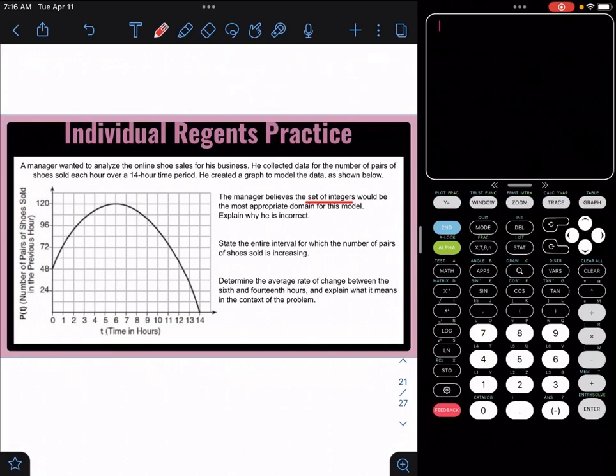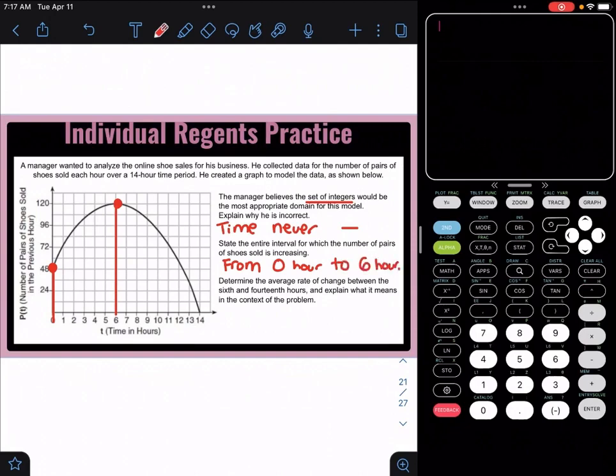Why is he incorrect? Integers means negative and positive numbers. Now let's think about it. Can time ever be negative? No. Time is never negative. All right. Then it says, state the entire interval for which the number of pairs of shoes is increasing. Well, we're increasing from right here up until right here. So we start increasing at hour 0, and we stop increasing at hour 6. So we would say from 0 hour to 6 hour.